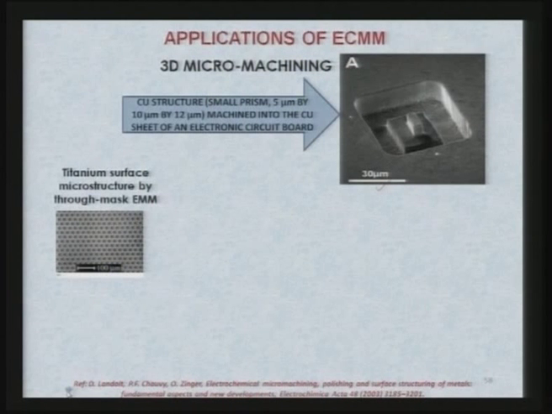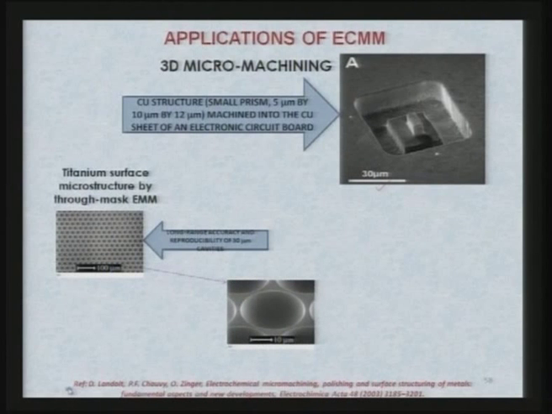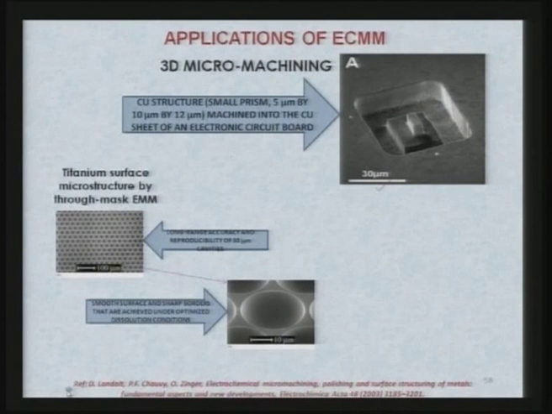Now, here is the titanium surface microstructure made by through mask electro micro machining, and the scale is given over there. If we see the enlarged view of one of the cavities, you can see so nicely made cavities over there, hemispherical kind of cavities shown here, although they are not exactly hemispherical, but very smooth cavities are produced with the help of this particular process. So, a smooth surface and sharp borders are achieved under optimized dissolution conditions, which can be clearly seen over here.